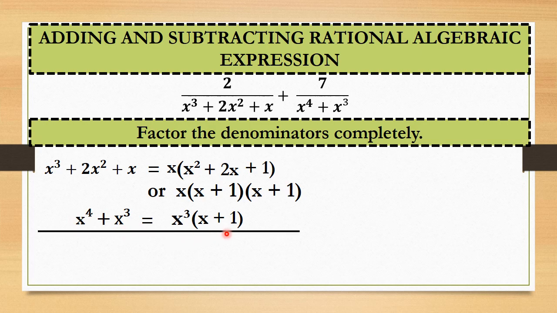Right, so consider all the factors and the common factors as 1. So we have, yung ating LCD, yung term na may pinakamataas na exponent, so that is x cubed. Then, write x plus 1 as 1 kasi common factor, then times x plus 1. So, our LCD is x cubed times x plus 1 times x plus 1.